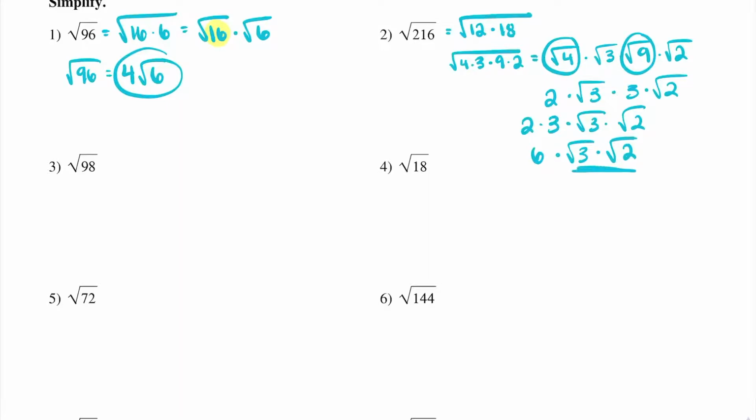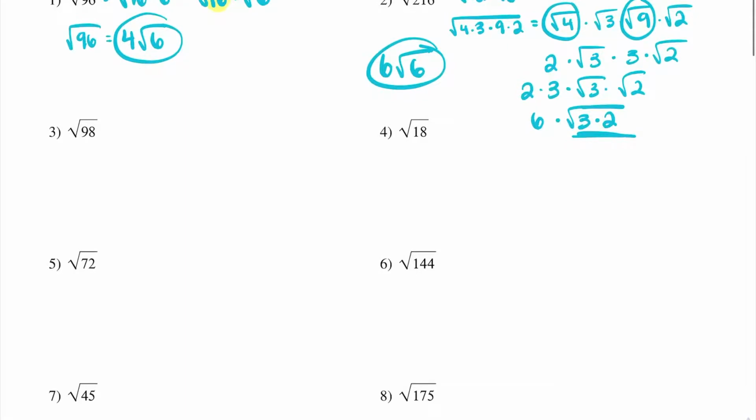I can multiply these two together because really this is just the same thing as 3 times 2 underneath the square root sign. So my final answer here is 6 times the square root of 6. All right, let's keep going.